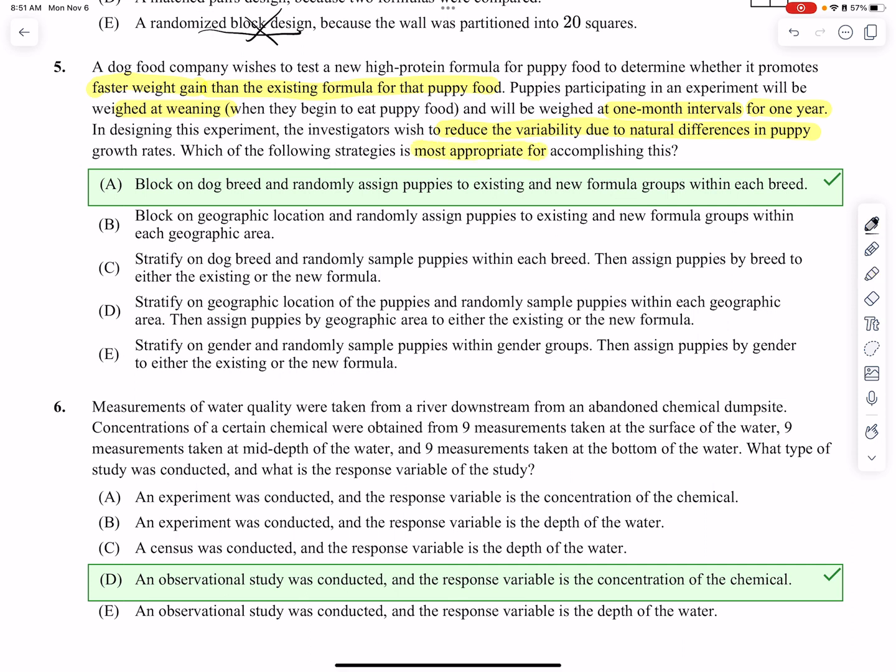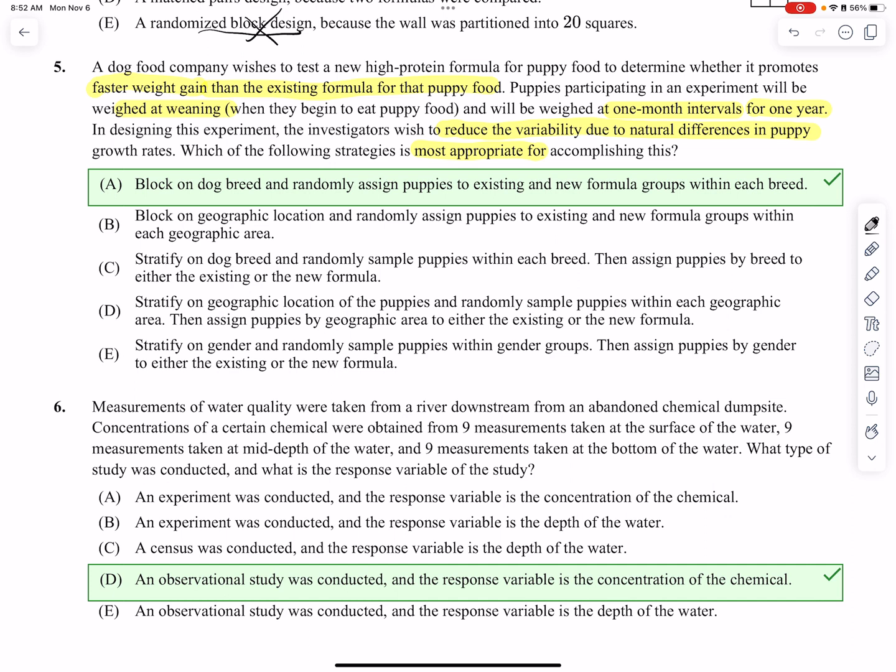So when it says most appropriate, there might be one that's good, but the answer is going to be the best one. So let's go for the good one, and then we'll go through the bad ones. Block on dog breed and randomly assign puppies to existing formula and new formula within the breed. And that's really great, because if you see a German Shepherd versus one of those little tiny dogs, a German Shepherd puppy probably weighs more than some of those little tiny dogs when they're full grown. And so you're going to have definitely more weight gain and potentially even more percentage gain, just because you don't know how it's going to affect them. So this is definitely the best one.